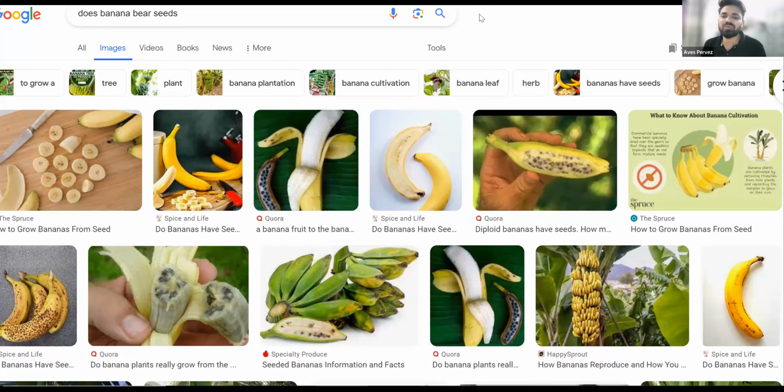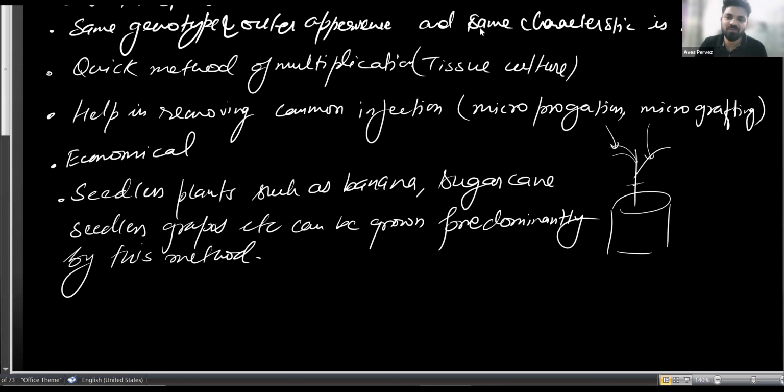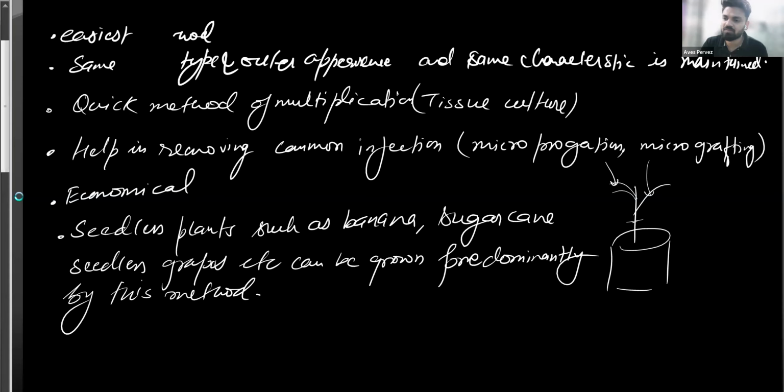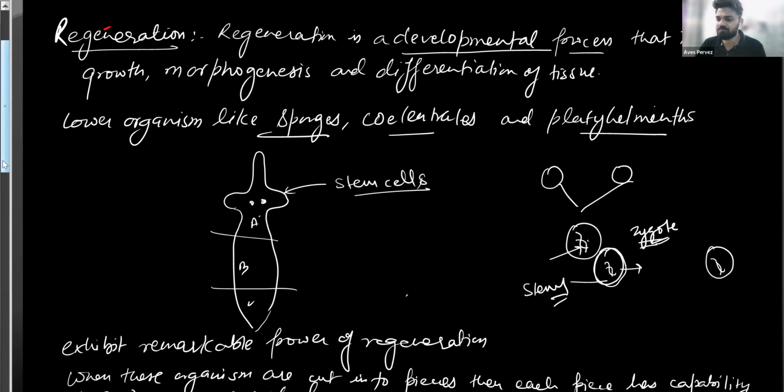Actually, banana grows with parthenocarpy. We'll discuss this part later. Please note it down: parthenocarpy, parthenogenesis. We will discuss it.